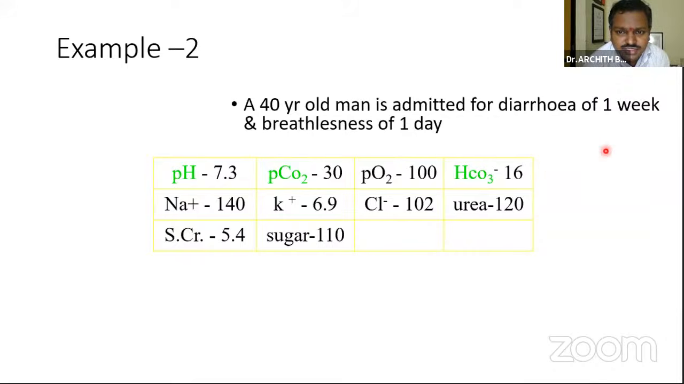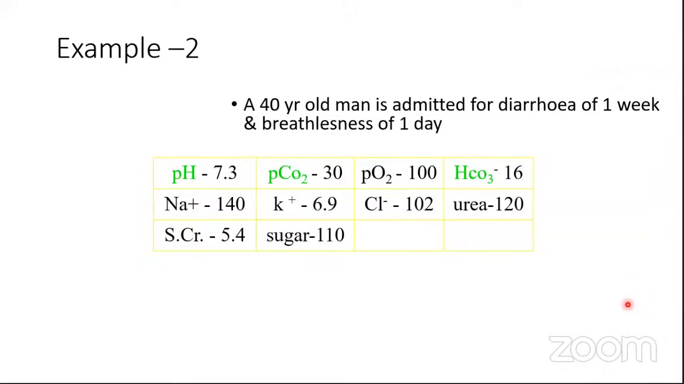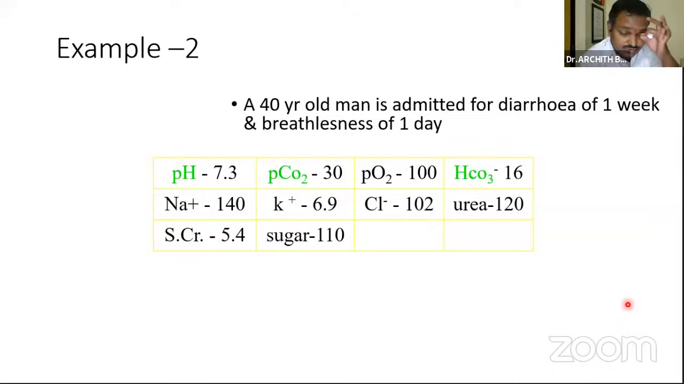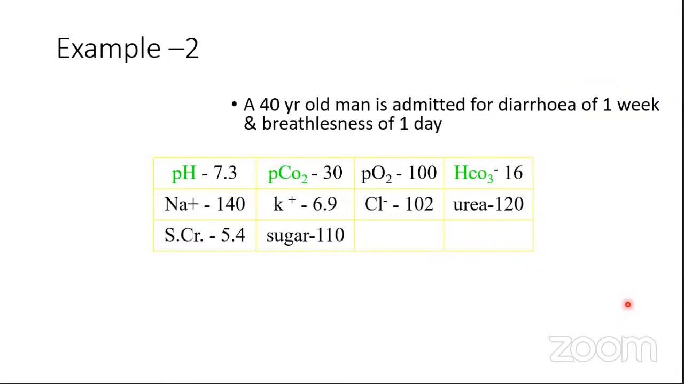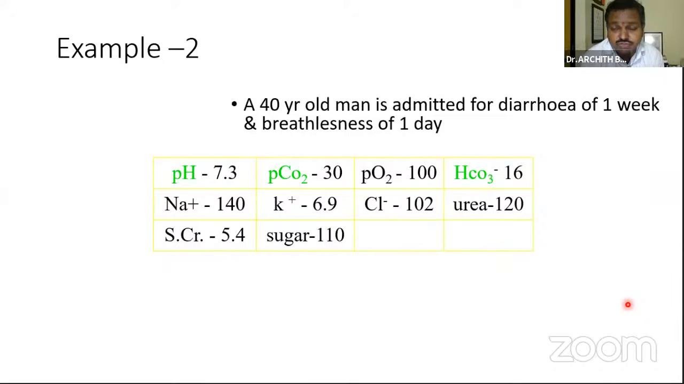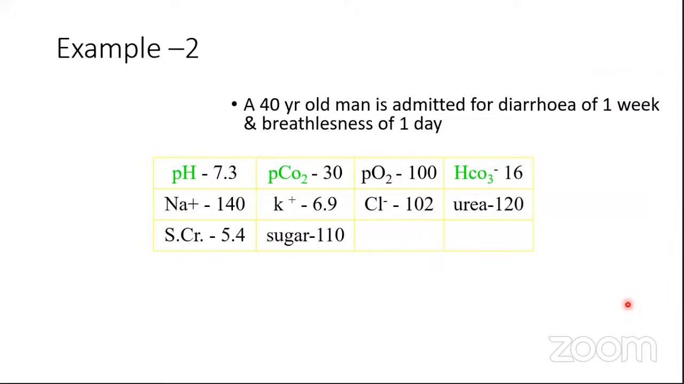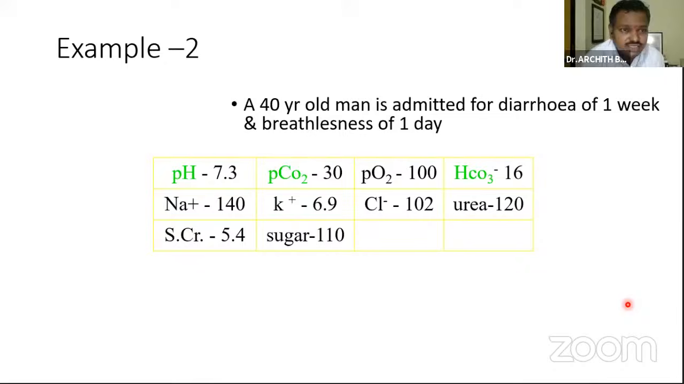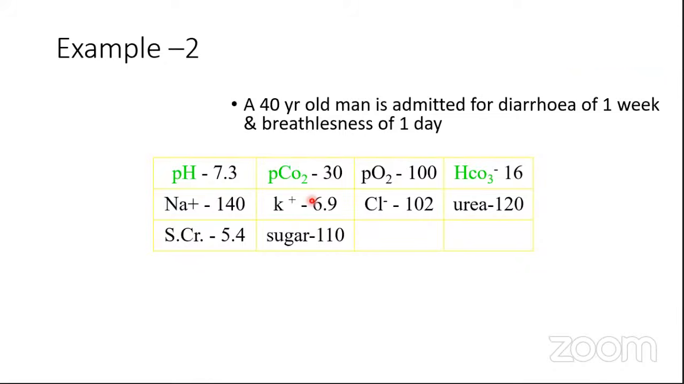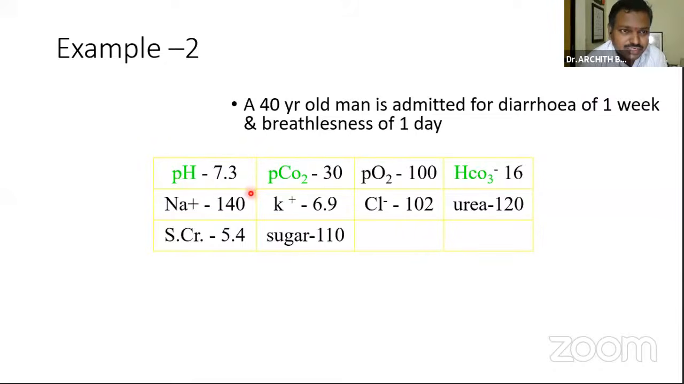Yes, what about this patient here? Metabolic acidosis again. Why do you say so? pH is less than 7.4. Yes, and the HCO3 is also low. Compensated or uncompensated? Partially compensated. Why do you say it's partially compensated? Because PCO2 has fallen from 40, but the pH is still not normal, it is still 7.3.